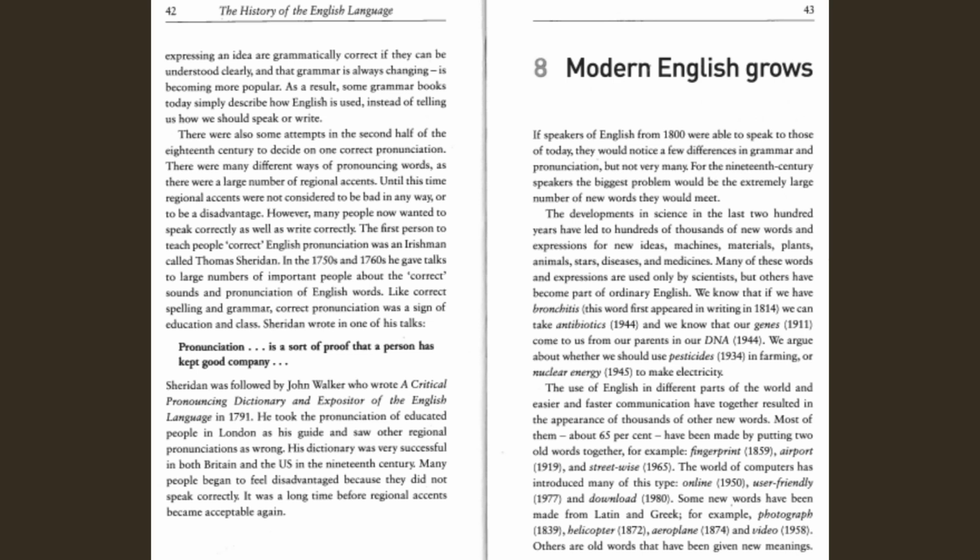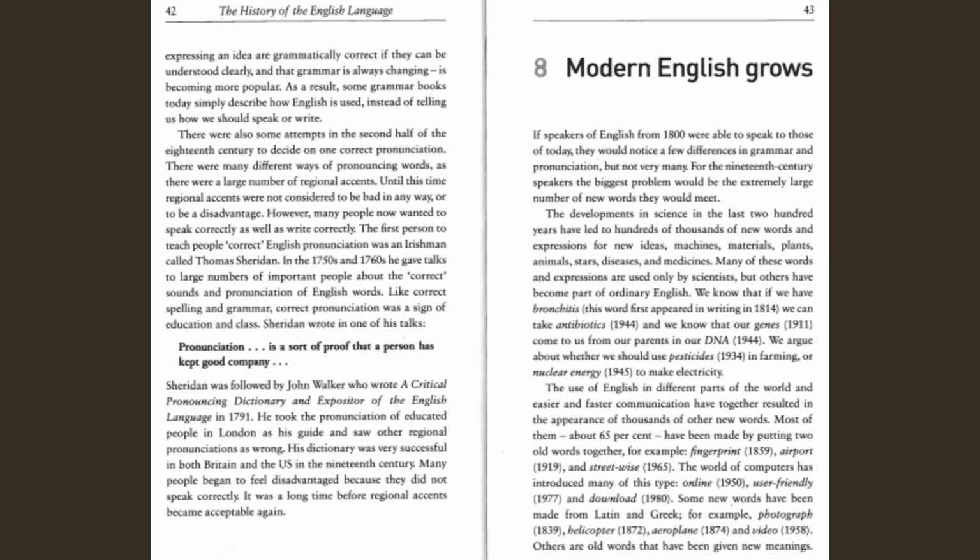The use of English in different parts of the world, and easier and faster communication, have together resulted in the appearance of thousands of other new words. Most of them, about 65%, have been made by putting two old words together, for example, fingerprint, 1859, airport, 1919, and streetwise, 1965. The world of computers has introduced many of this type. Online, 1950. User-friendly, 1977. And download, 1980.